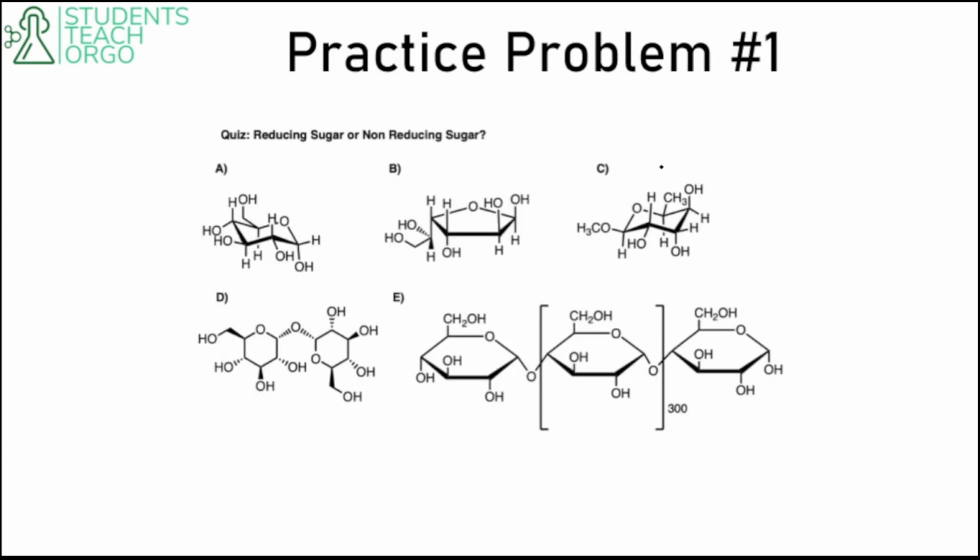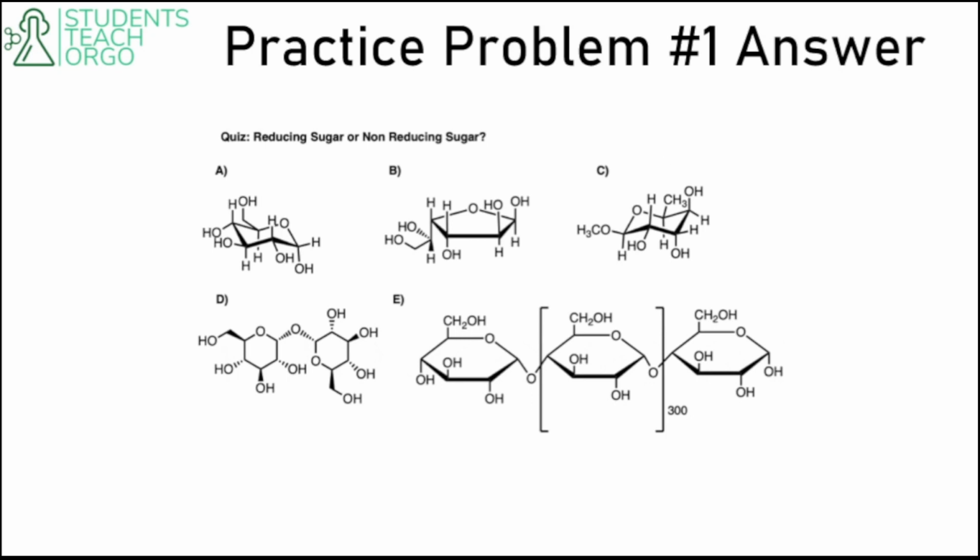So let's do some practice. Which one of these is a reducing sugar or not? Please take your time and think about which one is a reducing sugar or not. Let's continue. Okay. On the left, we first find the anomeric carbon. Do we see a hemiacetal? We do. Reducing. Here, do we see a hemiacetal? We do. Reducing.